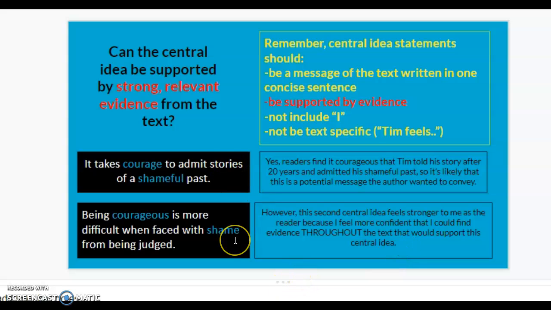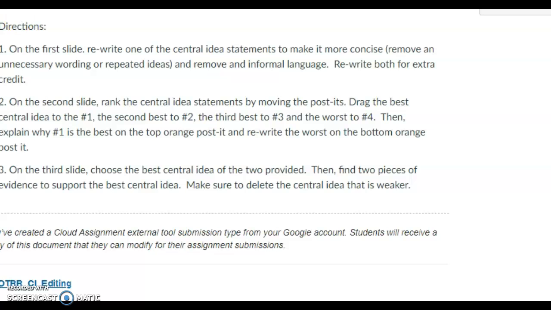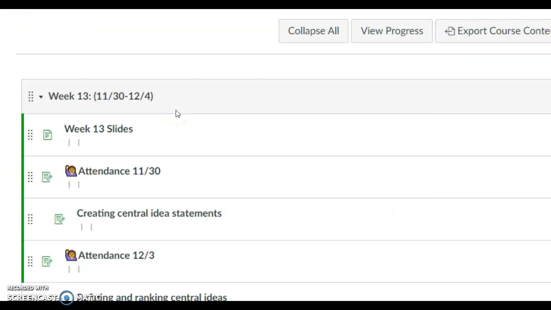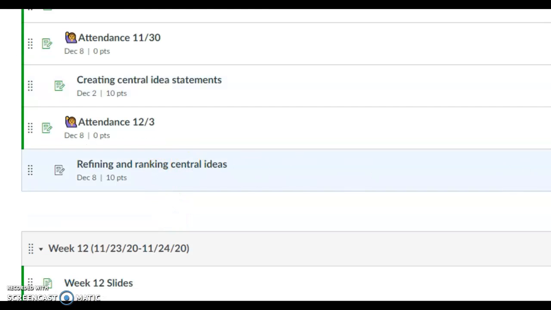So although both of these are good central idea statements, they're clear, concise. They don't have informal language. The second one is better because it can be supported with more evidence. And that is your mini lesson on central ideas and making them better. So what you're going to do now is go to the modules. You're going to click on the ranking and refining central ideas assignment.